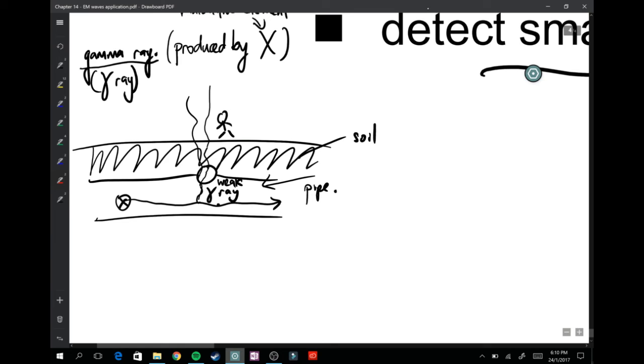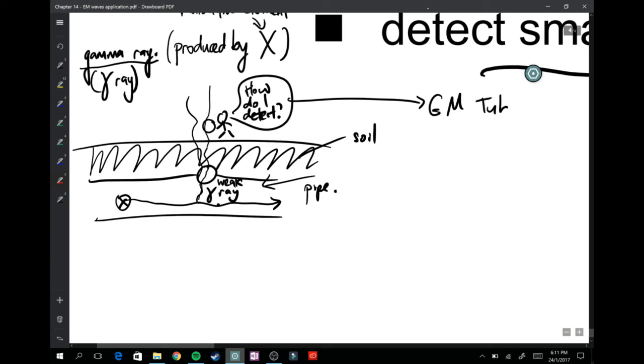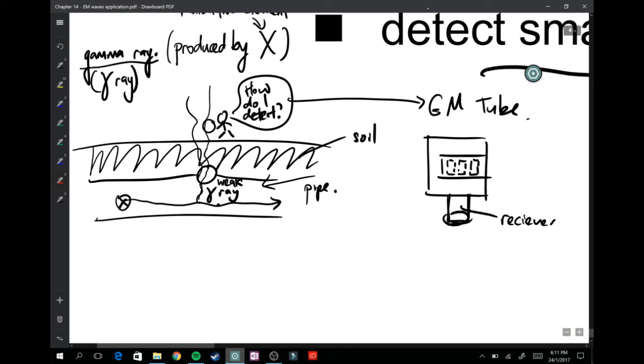So what a person needs to do is to ask himself, how do I detect this? To detect this, we use this thing called the GM tube. Basically, it is something like a rectangular box with a digit counter here. Then we have this pipe here, which for layman's terms we just call a receiver.